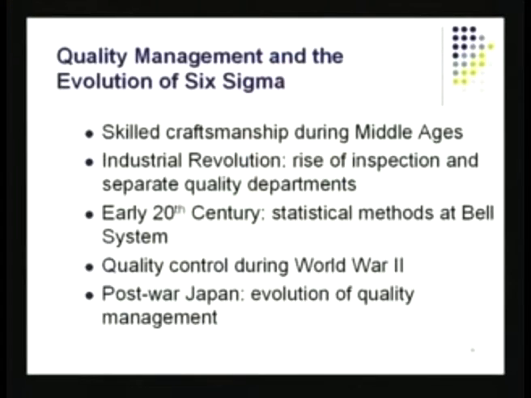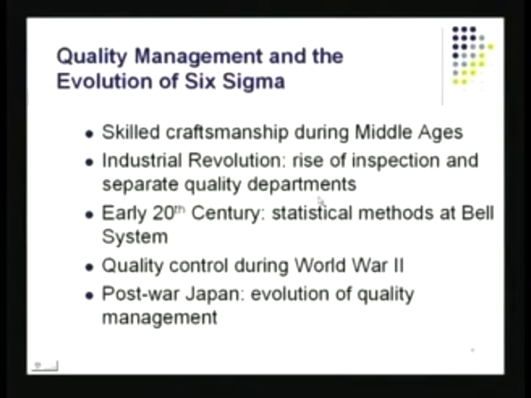So again, to rehash what we've done so far, the very first point was skilled craftsmanship. This was fine in the Middle Ages when the product was basically one of a kind. Then when the Industrial Revolution came along, the volume of inspection went up, and the problem was there were many items to be inspected. At that time, different quality departments were set up. They were separated from production departments, but their job was basically to focus on inspection only, nothing more.